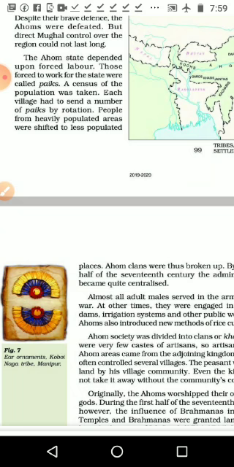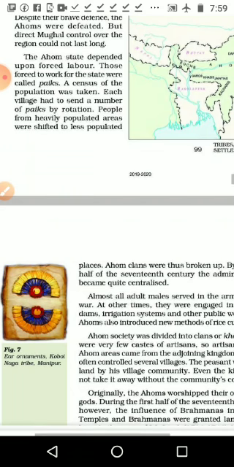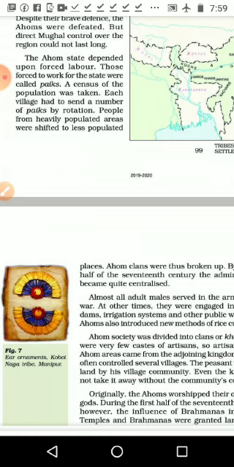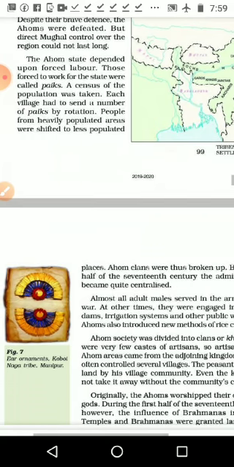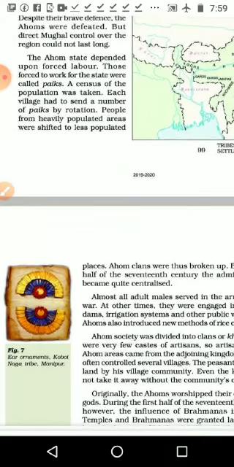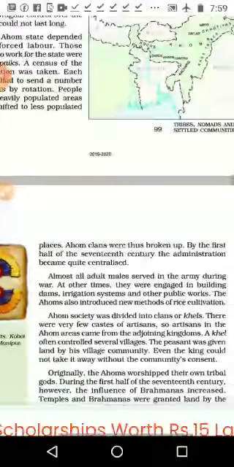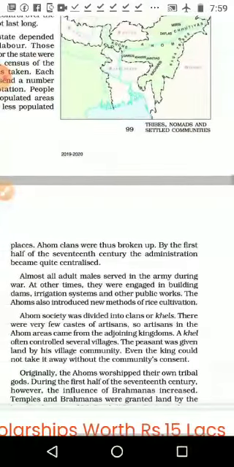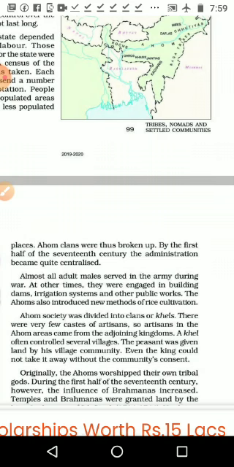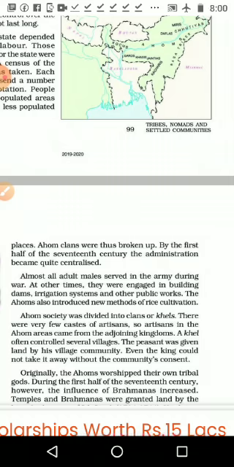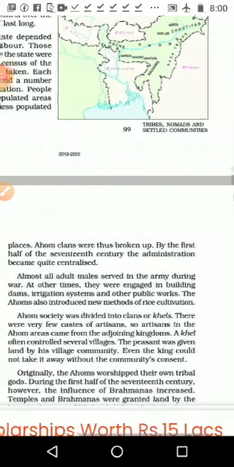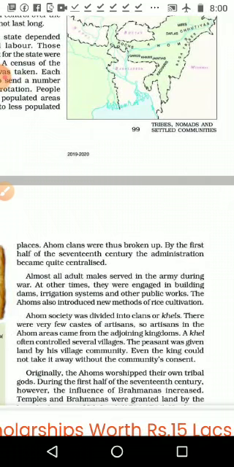From each and every village, for example, if 10 villages are there, from every village they want to send 100 people, like that, for what? Forced labor. People from heavily populated areas were shifted to less populated places. When a village is becoming more populated, what will they do? They will shift maybe half of the people to other areas where there is no population. Aham clans were thus broken up.